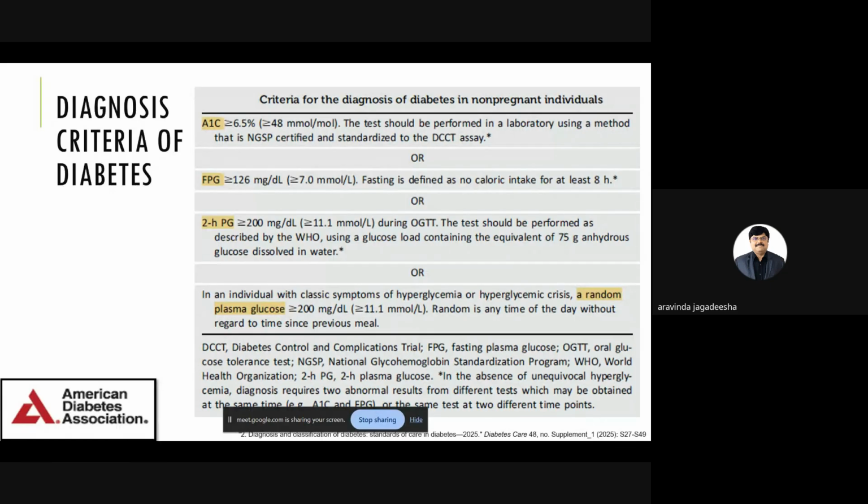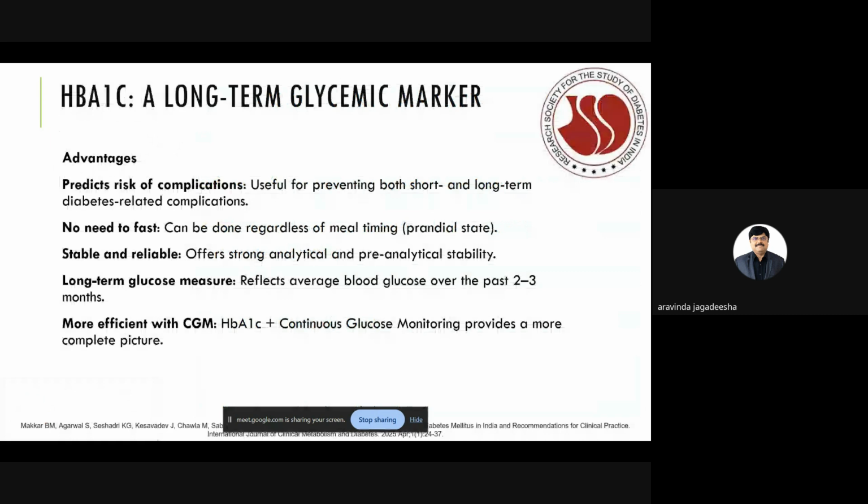The test should be performed as described by the WHO, using a glucose load containing the equivalent of 75 grams of anhydrous glucose dissolved in water. Or, in an individual with the classic symptoms of hyperglycemia or hyperglycemic crisis, a random plasma glucose of more than 200. Random is any time of the day without regard to the time since the previous meal. These are very basic things which we all know, but it is to refresh ourselves.